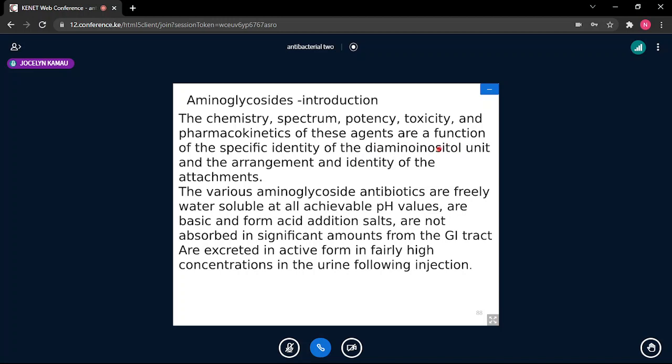Which pharmacophoric or which inositol do you have? Which inositol are we talking about? Is it streptamine? Is it streptidine? Which is it? And also the arrangement. You remember I did mention when we were looking at spectinomycin, the arrangement is different. We have only 2 and they are fused.